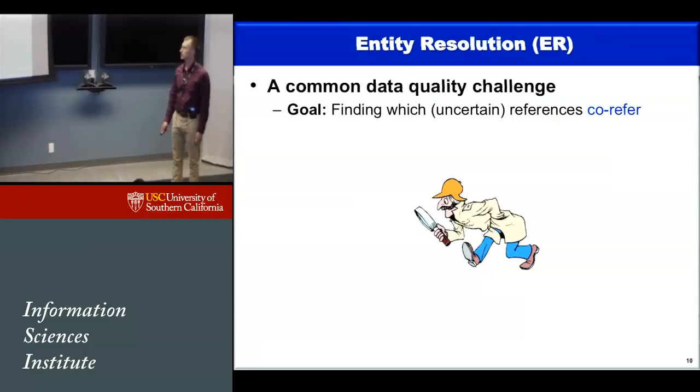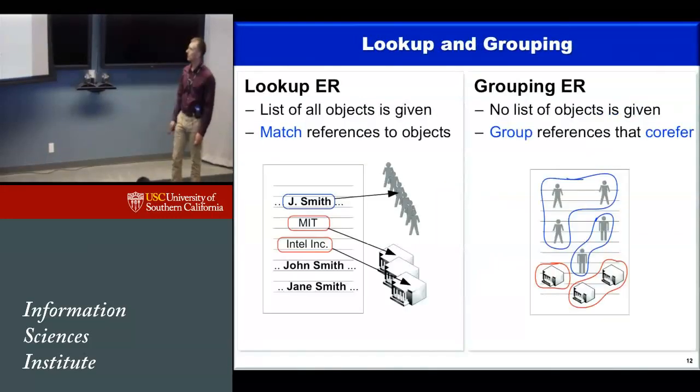So what is entity resolution? This is the definition. It's a common data quality challenge. Its goal is to find which references co-refer, or refer to the same real-world object. And people sometimes distinguish two kinds of entity resolution. One is called lookup, and one is called grouping.